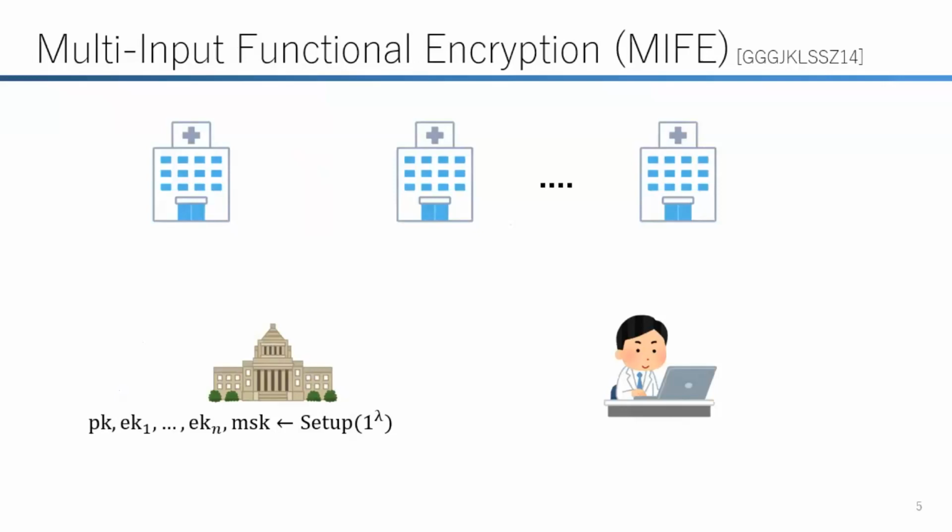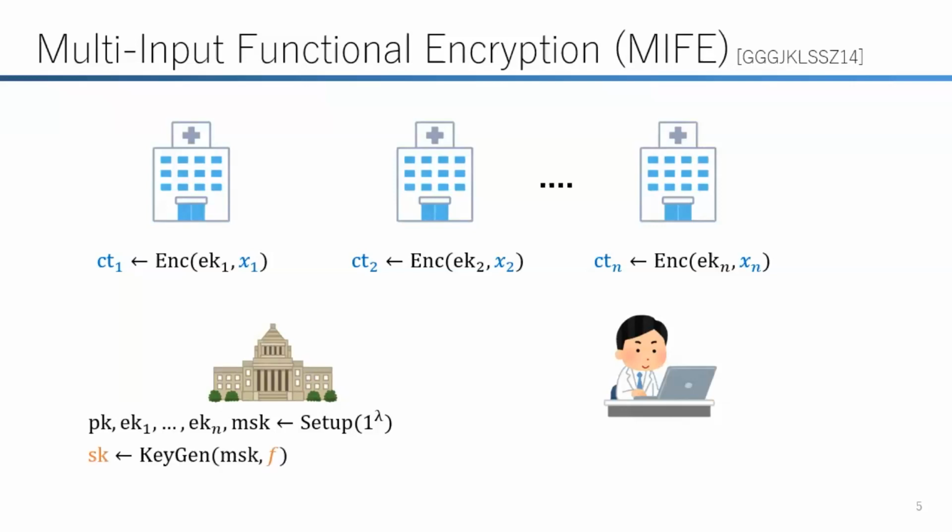In this situation, the first cryptographic primitive that comes to mind is multi-input functional encryption. This consists of four algorithms. The setup algorithm generates a public key, multiple encryption keys, and a master secret key. The encryption algorithm takes an encryption key and plaintext and outputs the ciphertext for the corresponding slot. The third algorithm is key generation, which takes the master secret key and some function f and outputs the secret key. Decryption of the ciphertexts and secret key only reveals f of x1 to xn and nothing else.